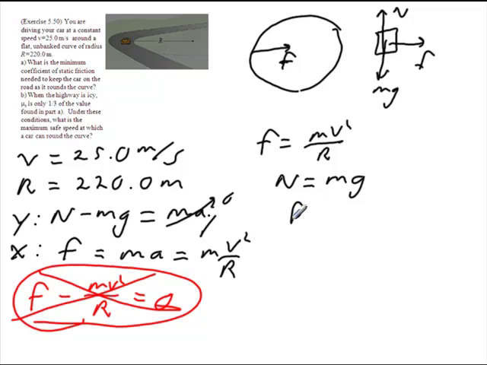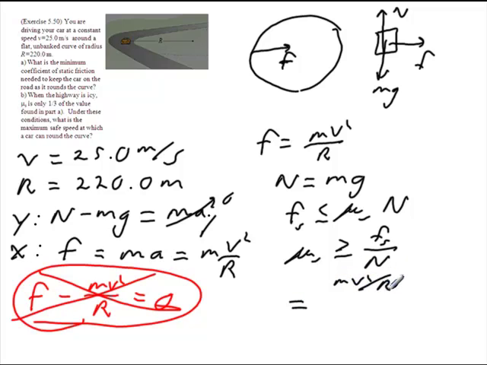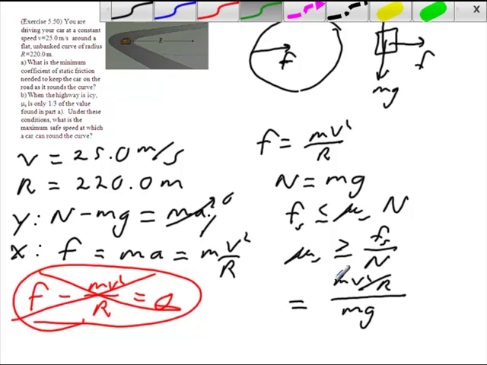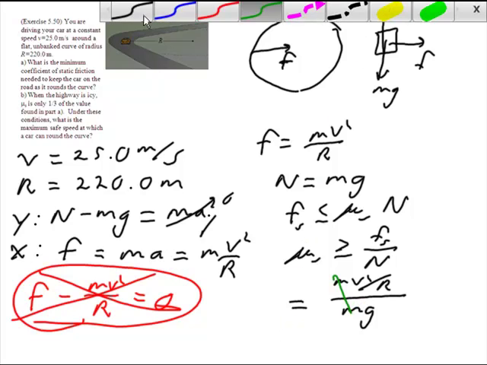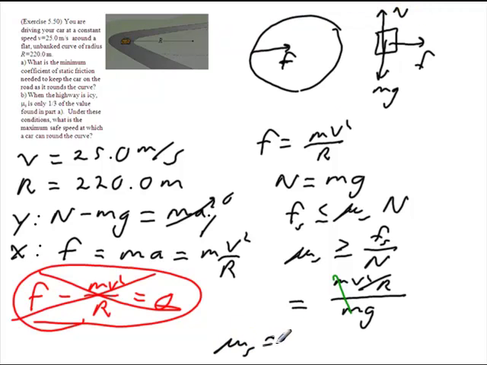And we know that the force of static friction is less than or equal to mu s times N. So mu s must be greater than or equal to the force of static friction divided by the normal force. And that is mv squared over r divided by mg. And you'll notice now that the mass cancels out here. So it turns out I didn't need that. I know that mu s is going to simply equal v squared over r g.